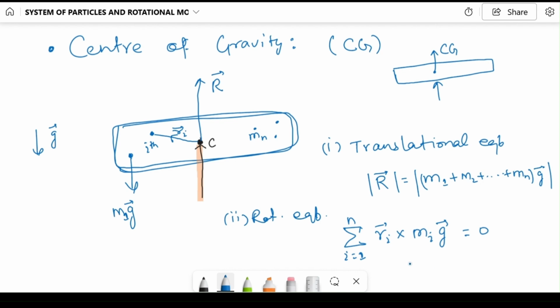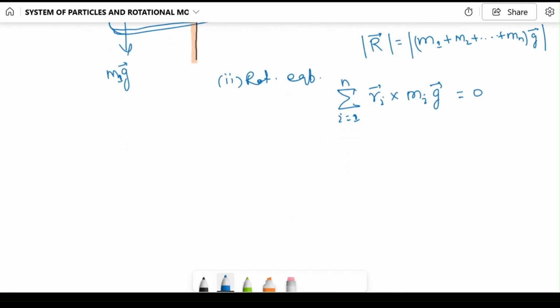And now you can see this acceleration due to gravity is not 0. So the sum from i equals 1 to n of ri cross mi, and this mi is nothing but a scalar quantity. So we should not be bothering about this cross sign or dot sign if there is. So we can simply write the sum of mi into ri equals 0.